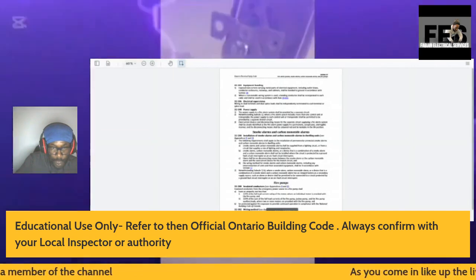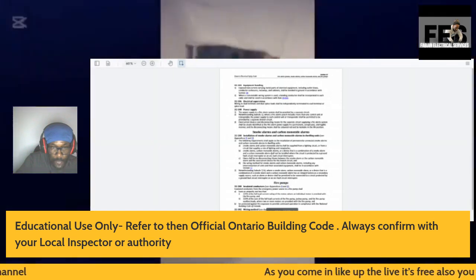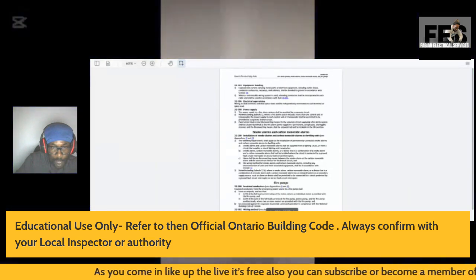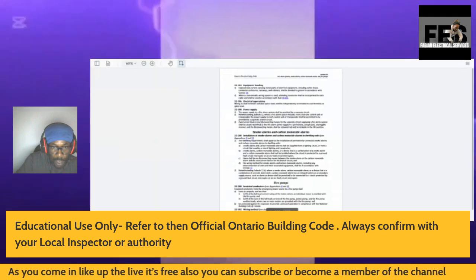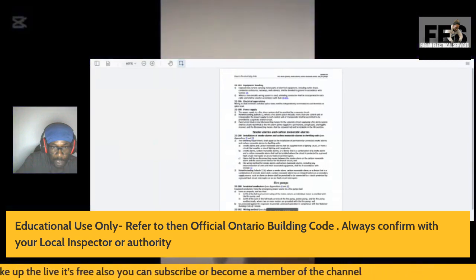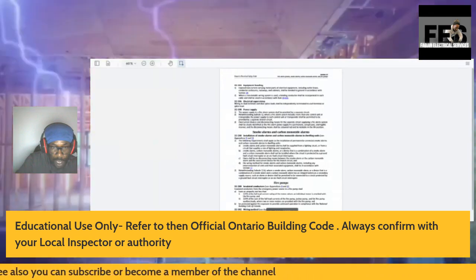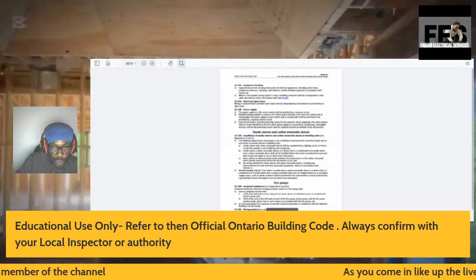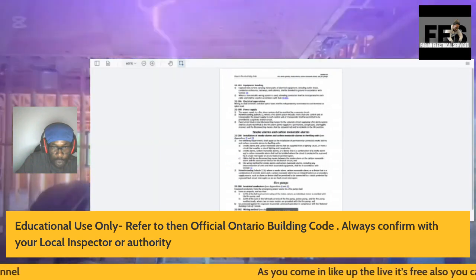So this rule here says smoke alarms, carbon monoxide alarms, or a device that is a combination of a smoke alarm and a carbon monoxide alarm shall not be installed on such a circuit. So these are two different rules here.